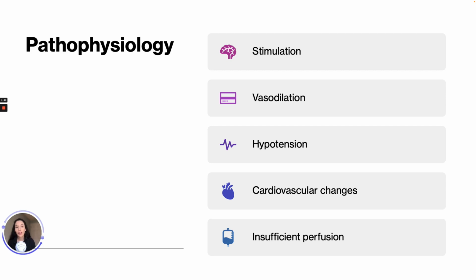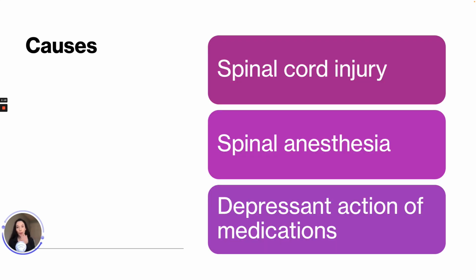Then there's cardiovascular changes. Because the overriding parasympathetic stimulation is occurring with neurogenic shock, it causes a drastic decrease in the patient's systemic vascular resistance and also bradycardia. This leads to insufficient perfusion, because inadequate blood pressure results in insufficient perfusion of tissues and cells, which is common with all types of shock.